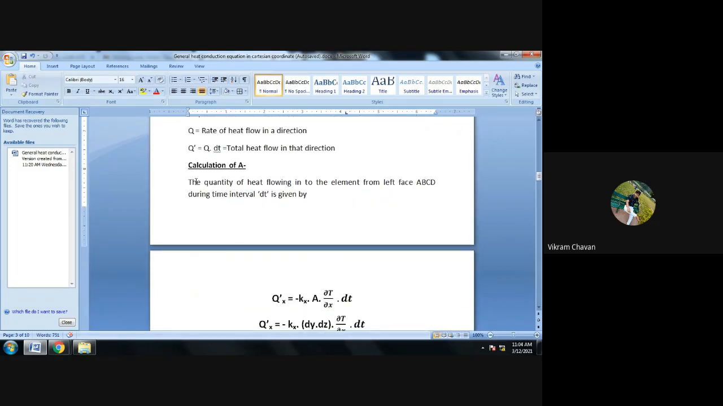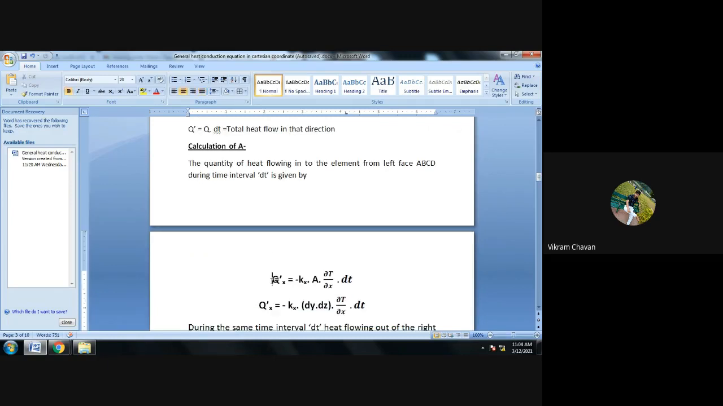Okay, so first we have discussed that the heat is entering inside the element from the x direction, and the total amount of heat entering inside the element will be nothing but the rate of heat transfer multiplied by the time interval. So the rate of heat transfer is minus k suffix x multiplied by A multiplied by ∂T divided by ∂x, multiplied by the time interval for which we want to find out the total heat transfer. Okay, so q dash x we have calculated.